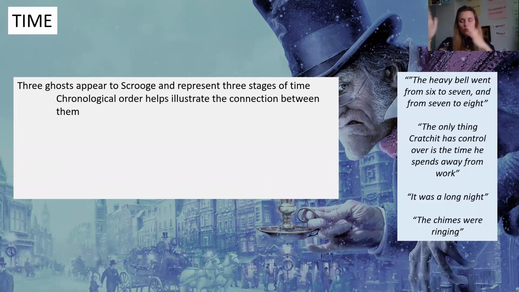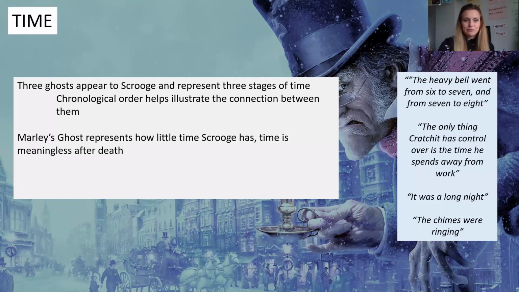So it's not that we get really confused. Dickens wants to keep it simple. That chronological order illustrates the connection between your past, your present, your future, and that you can do something about it. You have the time to change.